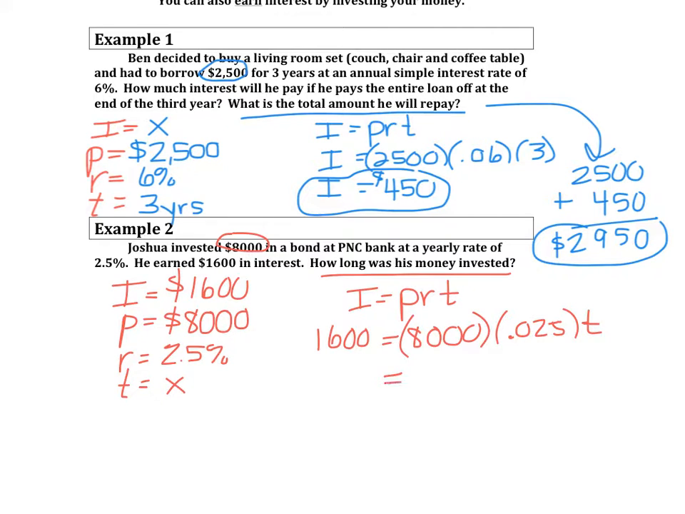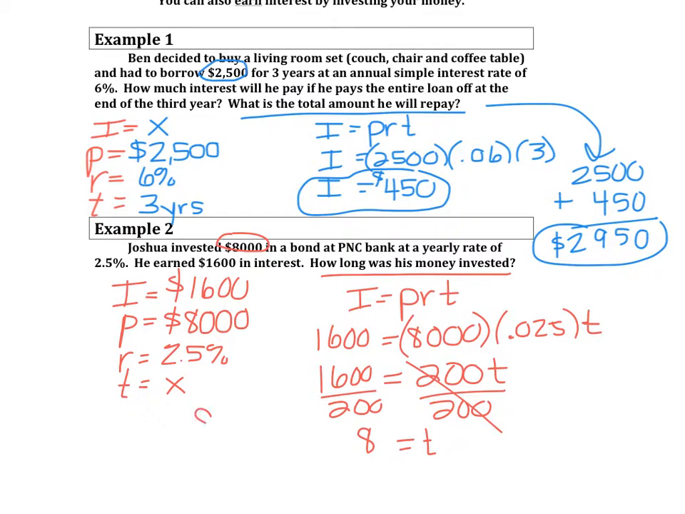how long it was. So to solve the equation, just like we've been doing all year, I'm going to multiply the 8 grand times 0.025. That gets me 200 times t. So the opposite of multiplying is dividing. I want to divide by 200. You guys should be so good at solving equations by now. 1600 divided by 200, which is 8. So t is 8, the time. What does 8 mean? Well, 8 is the years, 8 years.